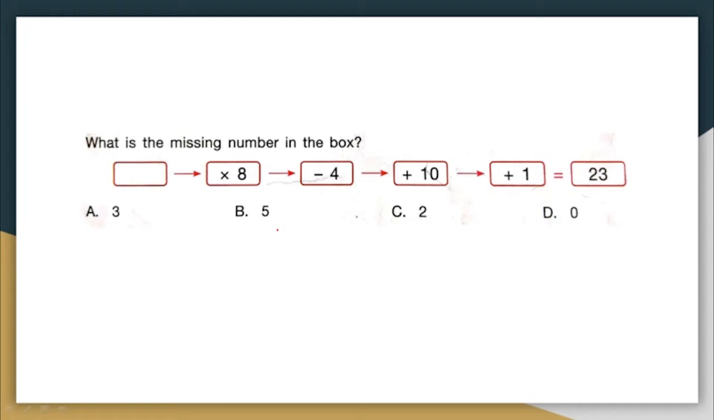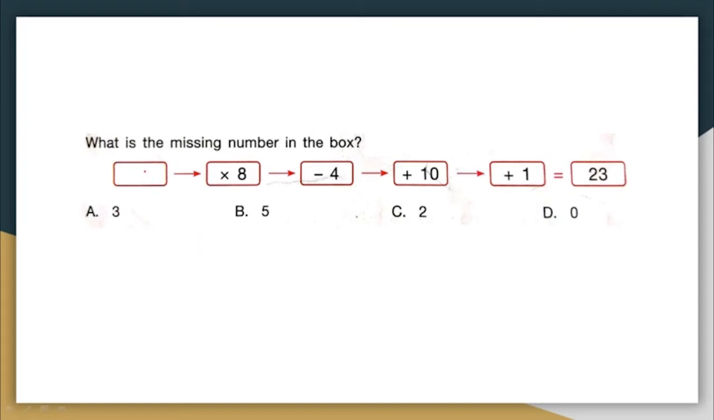What is the missing number in the box? What will be the missing number in the box? See, there is some number which you are multiplying by 8, and the answer that you get, you are subtracting 4 from it, and the answer that you get, you are adding 10 to it, and then from the answer that we get again, we are adding 1, and the final answer should be 23. We have to find out what is the number that will come in the box. The best way to solve this question is to check with the options that is given.